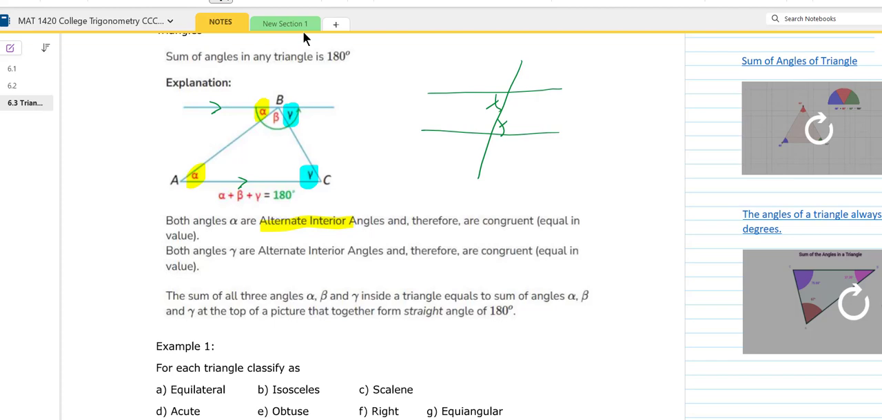We already know that this is a straight line, so it's 180 degrees. This angle's equal to that, and then the blue angle, the one I have highlighted in blue, is the same as that, so they have to be able to make a straight line.